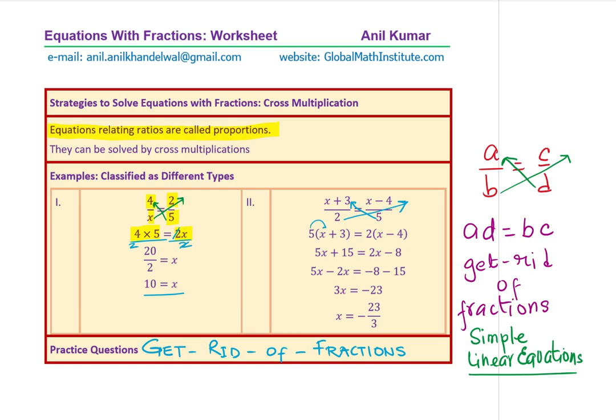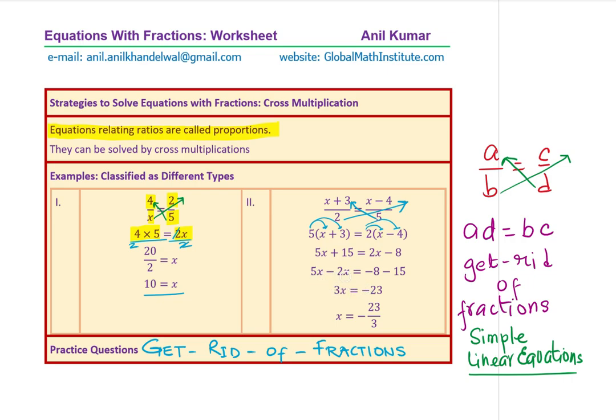Now, distributive property, open the brackets on both the sides, then you have your terms 5x plus 15 equals 2x minus 8. Bring the variables on one side, constants on the other, simplify, and then get your answer. So these are the steps to solve linear equations in general. So you learn both: how do we solve linear equations with or without fractions? You get the idea, right?